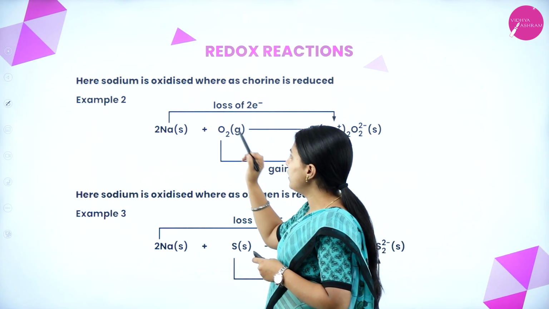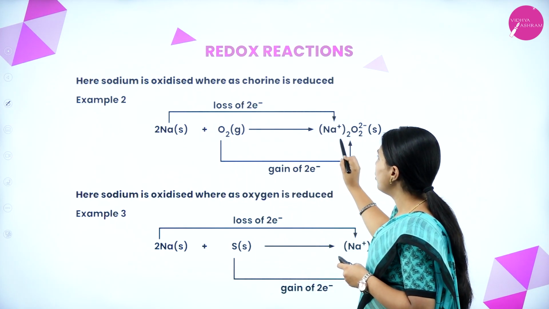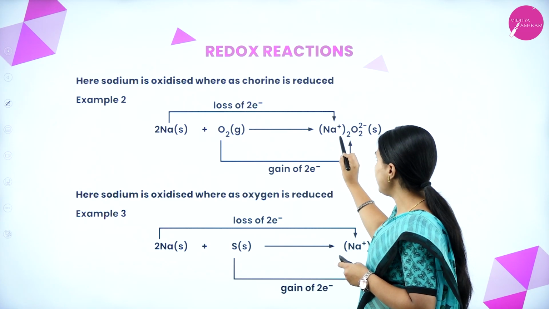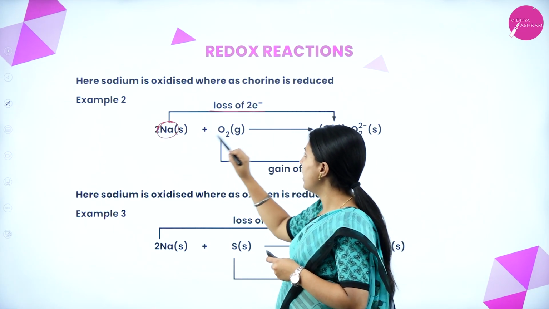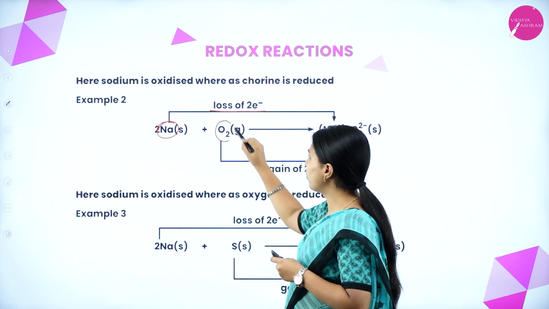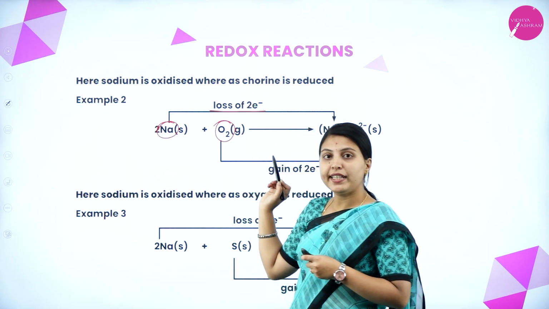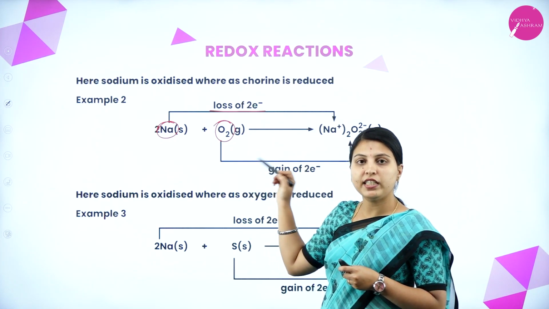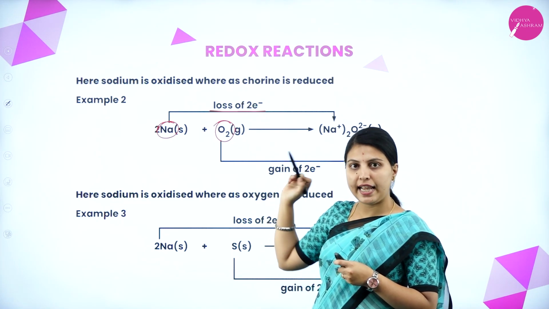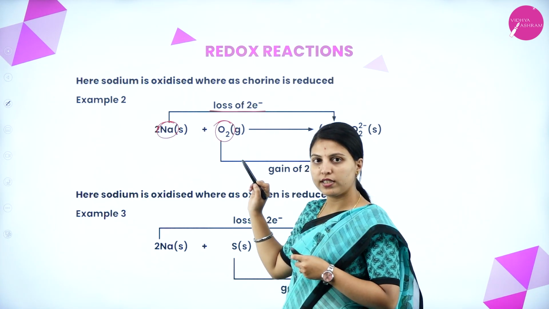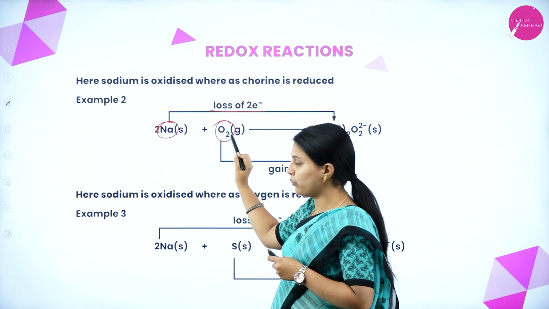Next example 2, sodium and oxygen. Here also, sodium is going to be oxidized, because of loss of 2 electrons. Here gain of 2 electrons, oxygen is going to be reduced. Here you should not get confused because oxygen is present, it will get oxidized. No, oxygen is an element. For the oxygen itself, gain of 2 electrons is happening, so it is going to be reduced.